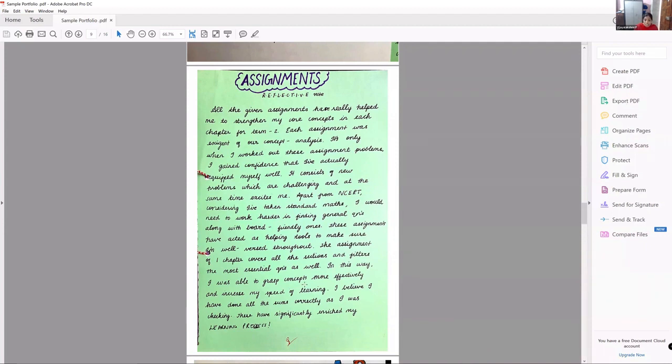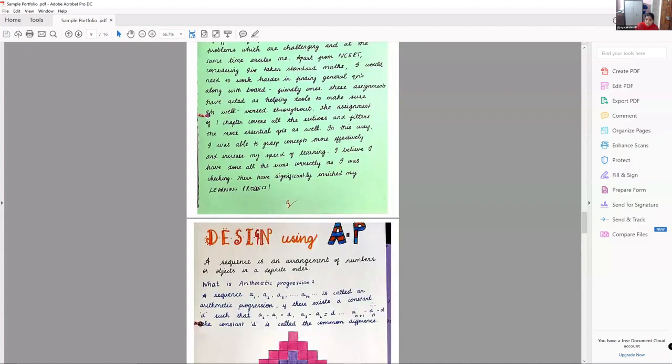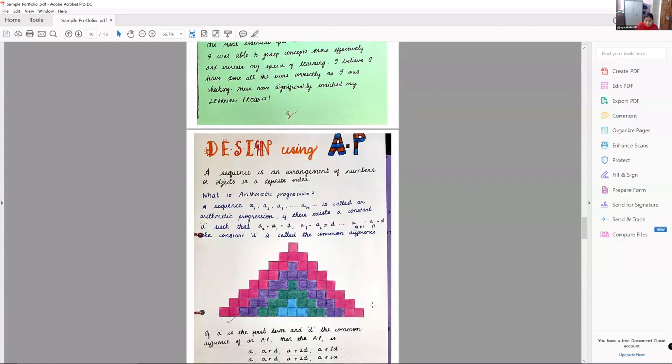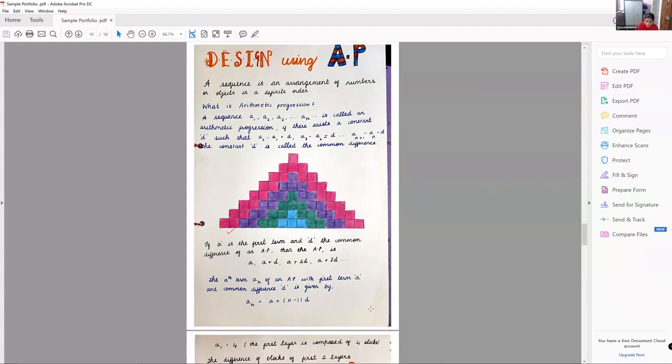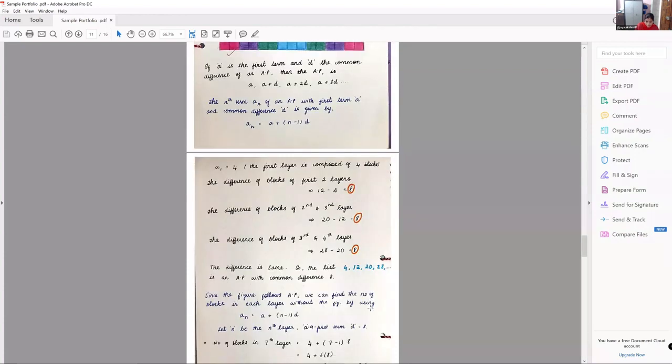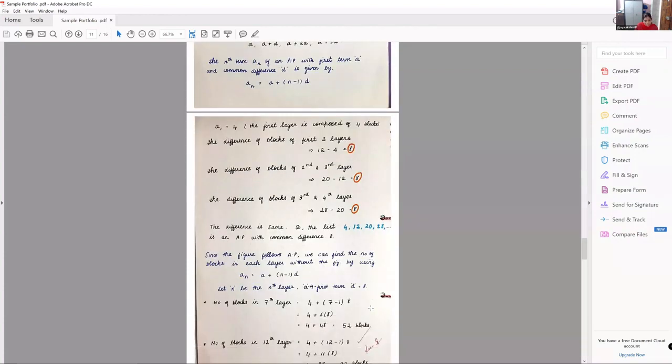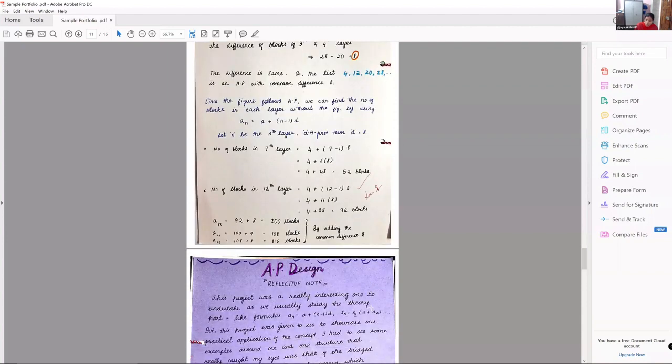So I was able to grasp concepts more effectively and increase my speed of learning. I believe I have done all the sums correctly and I was checking. They have significantly enriched my learning progress. So like that, through assignments, what she has achieved, she has given in the reflective note. Next, she made the design by using the AP. What design she has done, how she understood the design, and in what way it gives the AP here, she explained in the reflective note on the AP design.